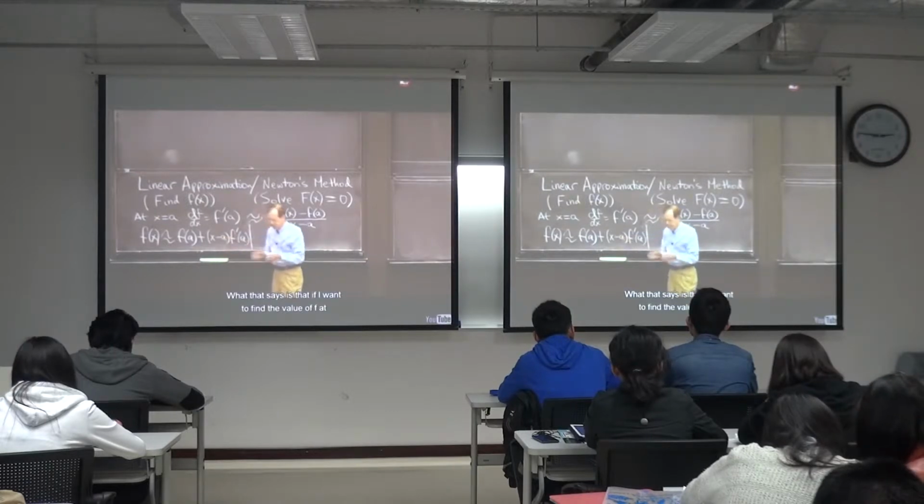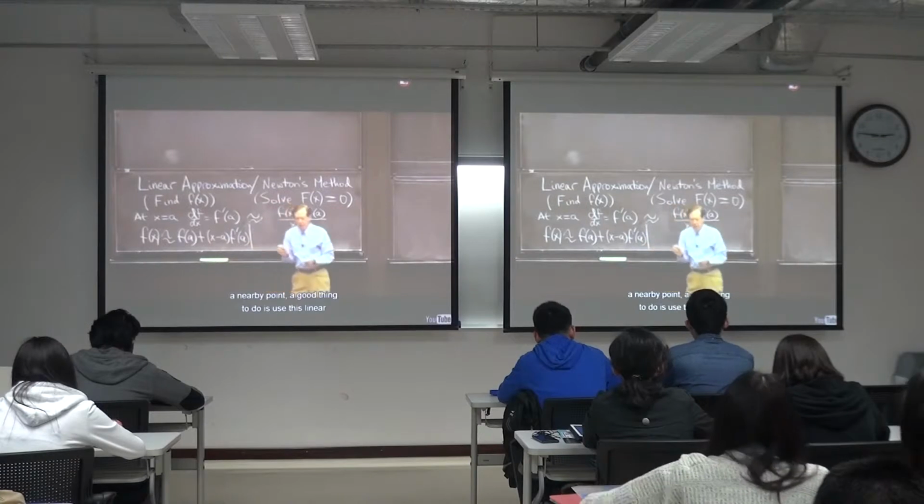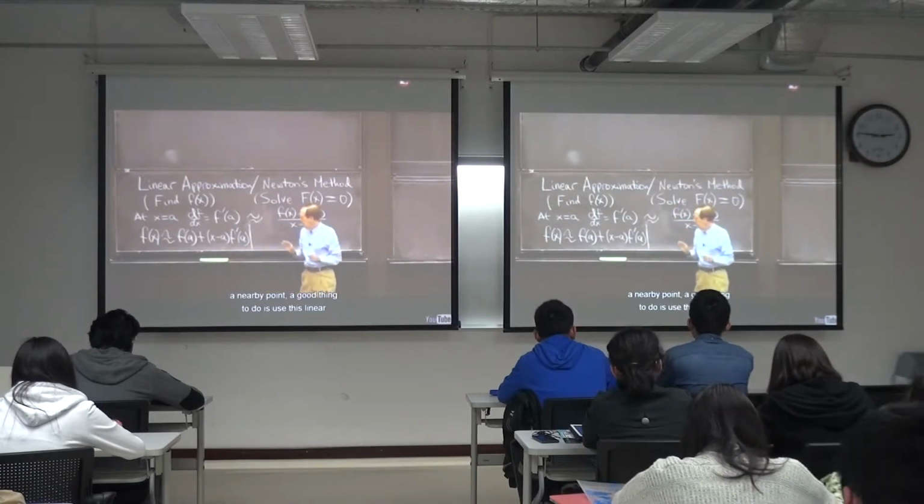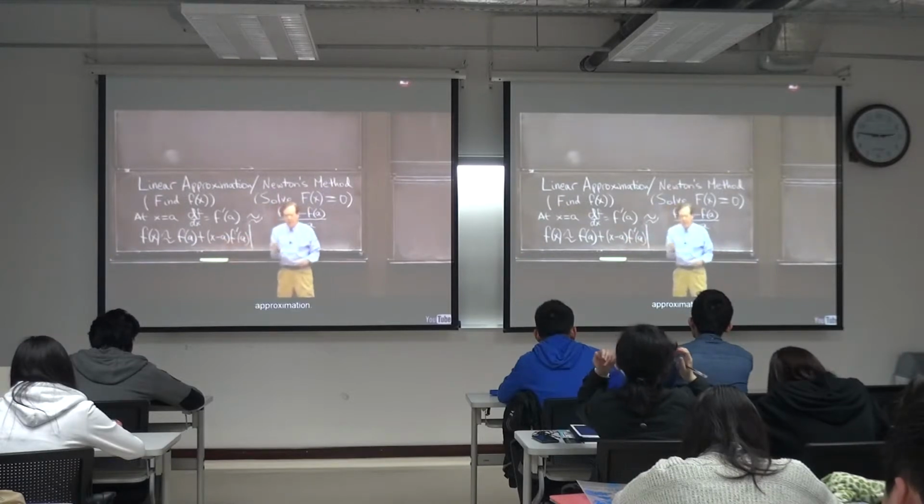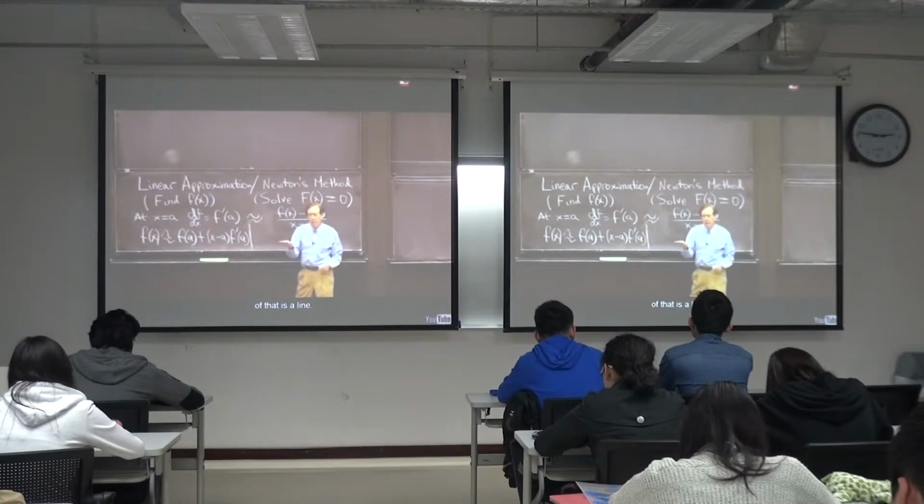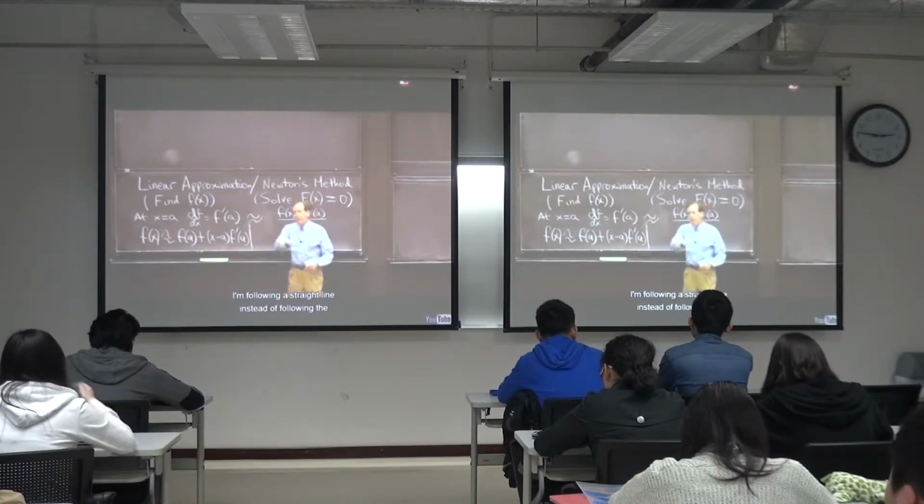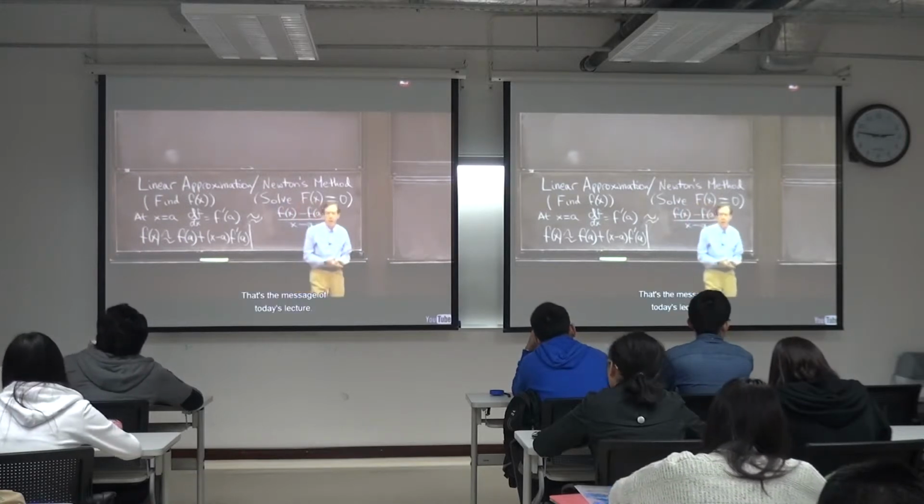Let me just talk about that formula for a minute and then give examples. What that says is that if I want to find the value of f at a nearby point, a good thing to do is use this linear approximation. I use the word linear because the graph of that is a line. I'm following a straight line instead of following the curved graph. That's the message of today's lecture.